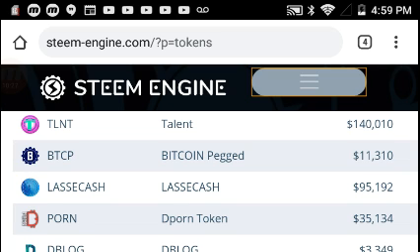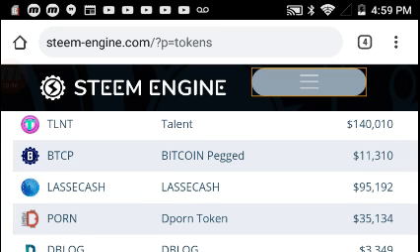Now, Bitcoin Peg means on the Steam engine marketplace that when you withdraw from Bitcoin Peg, it actually becomes Bitcoin, and it goes over to your Bitcoin wallet, right?